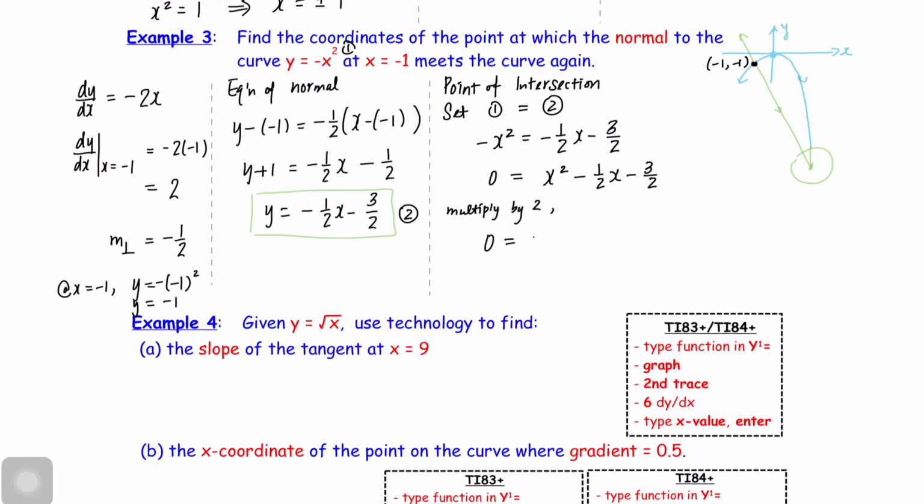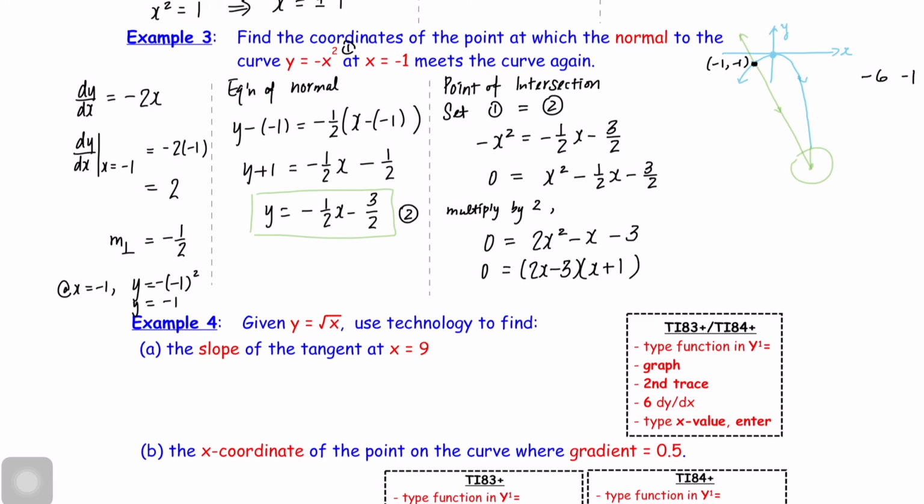I have 0 equals 2x squared minus x minus 3. Okay, let's see if this is factorable. So the product, I'll do on the side, is negative 6, 2 times negative 3. Sum is negative 1, so 3 and 2 would work, correct? So here we can do 2x, x. I need negative, so let's do 3 here and 1 here. So that negative 3 plus 2 would add up to negative 1. So the factored form is 2x minus 3 times x plus 1.